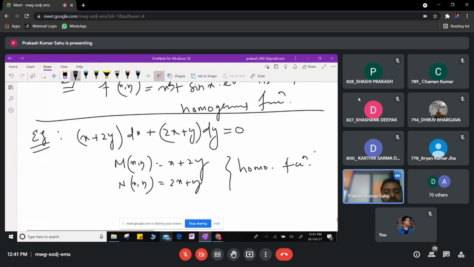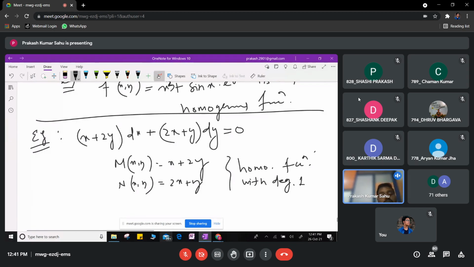Both are homogeneous functions. Yes or no? x plus 2y and 2x plus y are both homogeneous functions with the same degree, degree 1. You can check: put lambda x in place of x and lambda y in place of y, then you can see lambda will be taken in common. So this is a homogeneous function with degree 1, so this differential equation is a homogeneous differential equation.